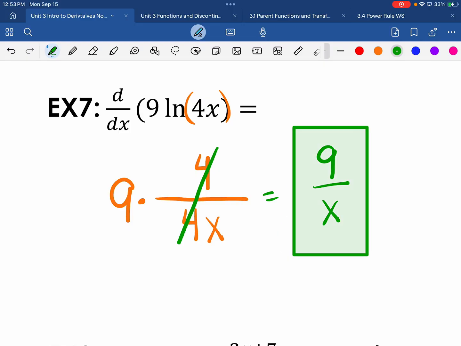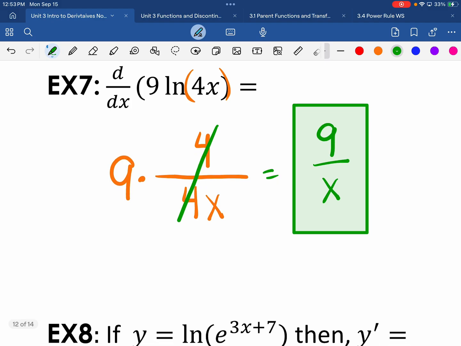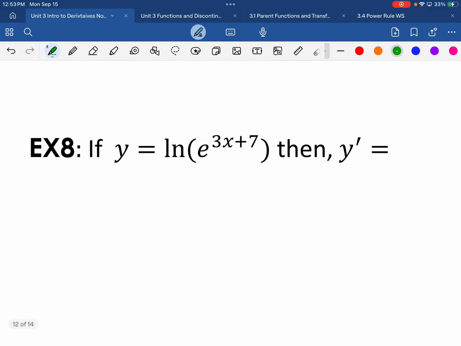All right, let's keep going. Actually, we can stop here.